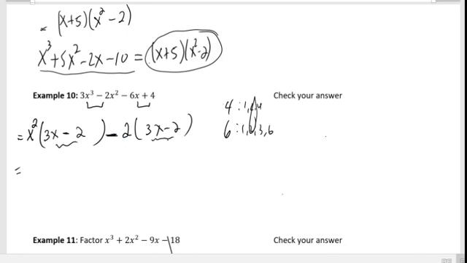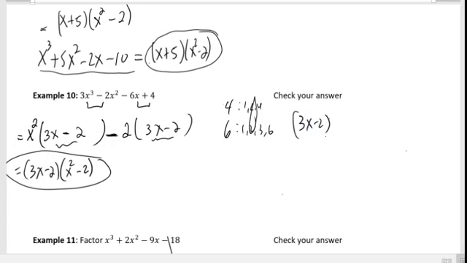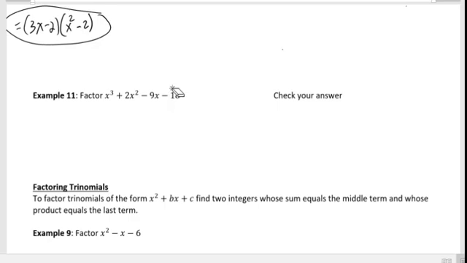And so now this is in common with this, so I can factor that out. If I take 3x minus 2 out, I'm left with an x squared. And if I take out 3x minus 2 on the right side, I'm left with a minus 2. And I will let you check your answer by multiplying 3x minus 2 times x squared minus 2, and that should result in 3x cubed minus 2x squared minus 6x plus 4. Okay, let's do one more.